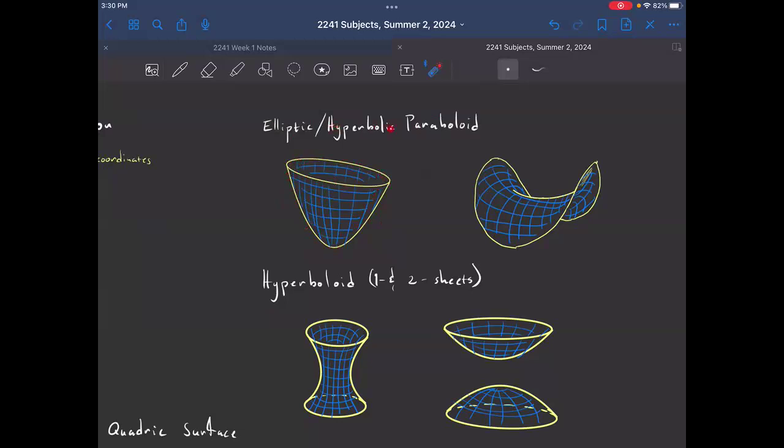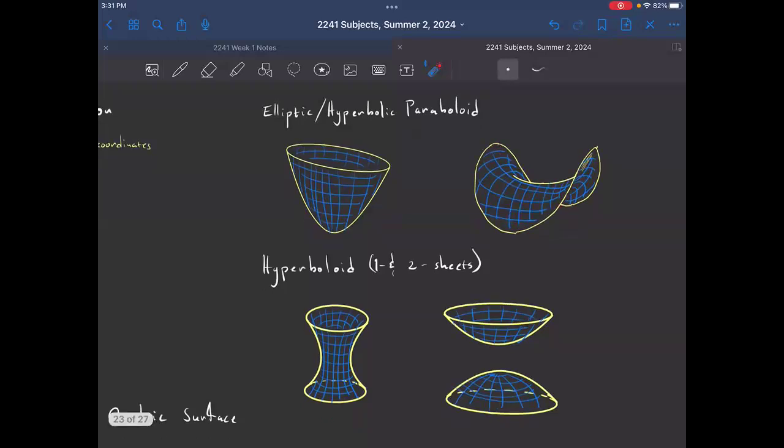All right, now the hyperbolic paraboloid basically takes one of these parabolas and flips it down. So here we have a hyperbolic paraboloid with one parabola in this direction, and then another parabola facing in the opposite direction that is perpendicular to the first one. And that creates our saddle shape here.